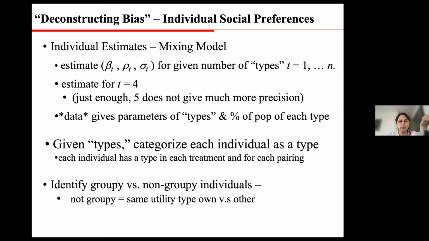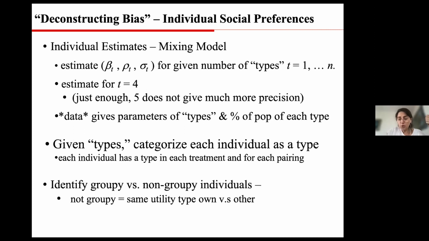The non-groupie people are the people who had the same utility type whether they were facing a person in their group or a person outside of the group. So a non-groupie person, say, was going to grab all the money for themselves, a selfish type. That meant beta was very high, rho was low, and sigma was low. And they had that same utility type whether somebody was in their group or out of their group. That's what we're calling a not groupie person. Another kind of not groupie person was somebody whose beta was positive, rho was negative, and sigma was negative. This is an inequality averse person, and they're inequality averse whether somebody's in their group or out of their group.